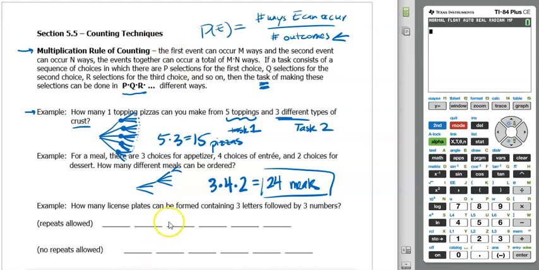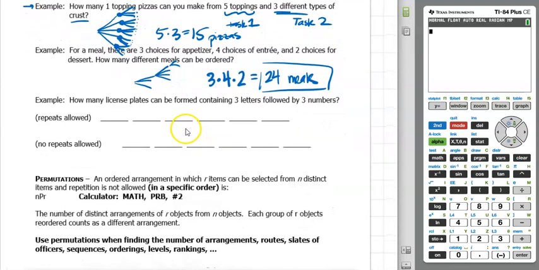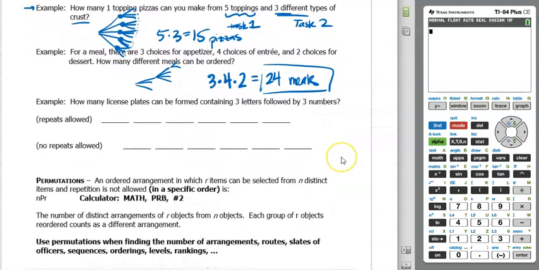And we have another example, which still, we can break it up into tasks. Here there might not just be one way to do it, but I'm just going to show the way that comes to me first. We're trying to figure out how many license plates we can form that contain 3 letters followed by 3 numbers.